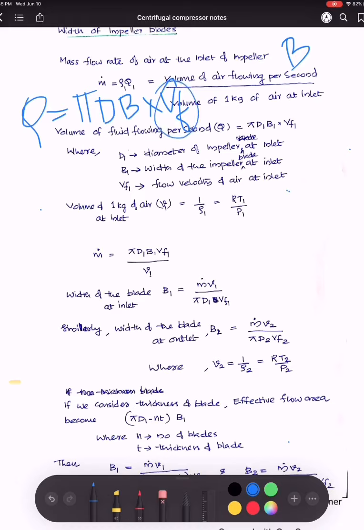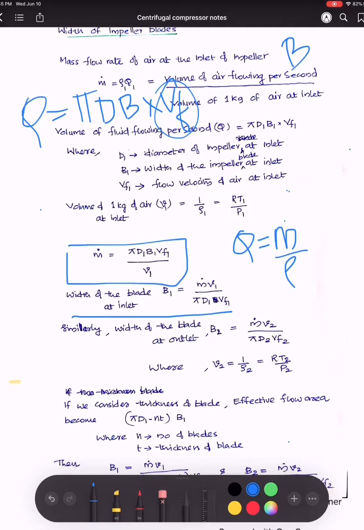Now we'll just modify this equation. We know Q is equal to m dot by rho, where m dot is the mass flow rate, and we'll convert density into specific volume. So we'll modify this equation as m dot is equal to pi d1 b1 into Vf1 by small v1. So we'll get the width of blade as this.